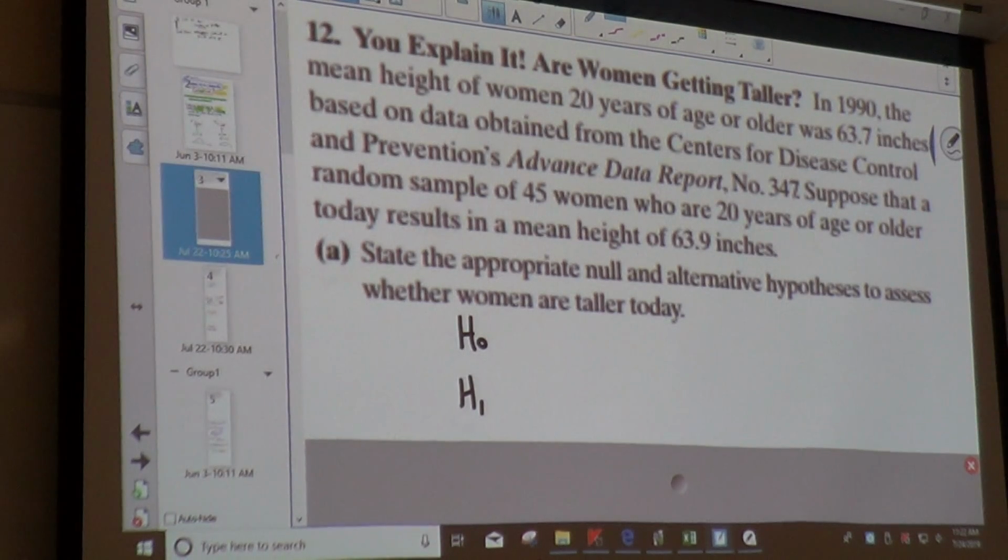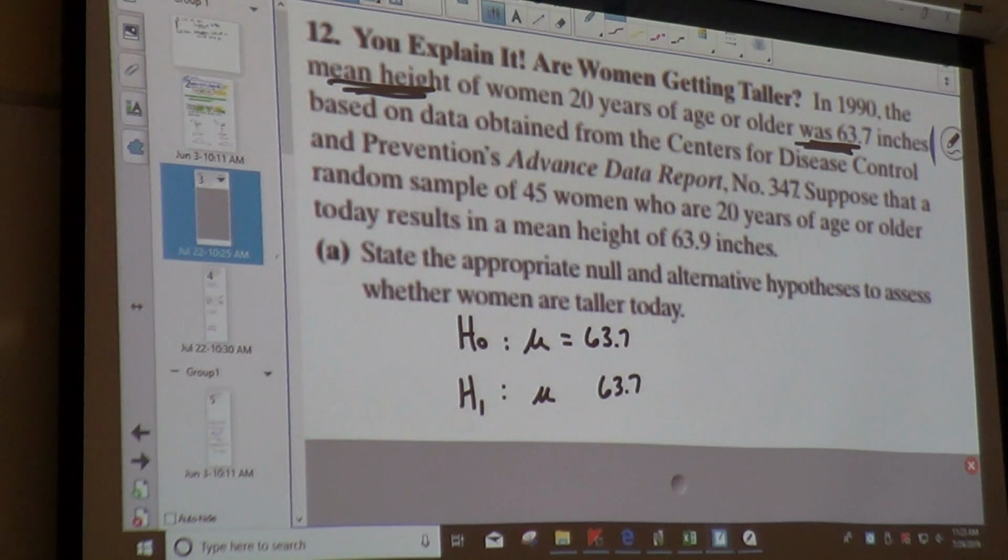The H naught is going to be your equal. So what is my equal to? What is the H naught going to be? Equal to what? 63.7. The average height was 63.7. So now when we do our H1, we have to determine, is it more, is it less, or is it not equal to? Are you with me so far?